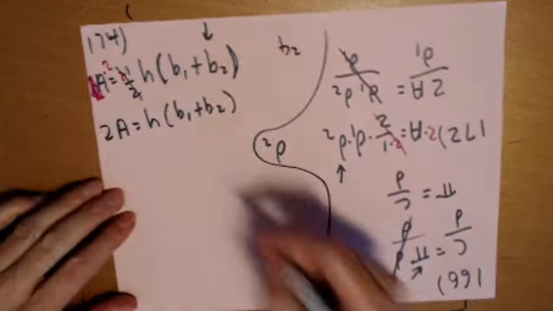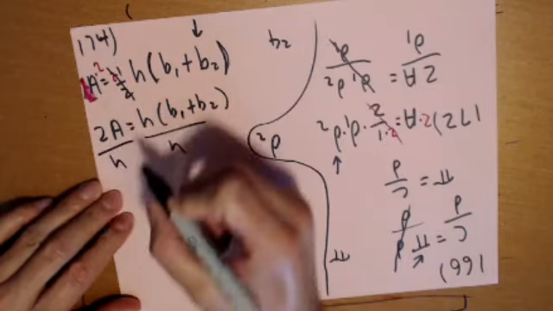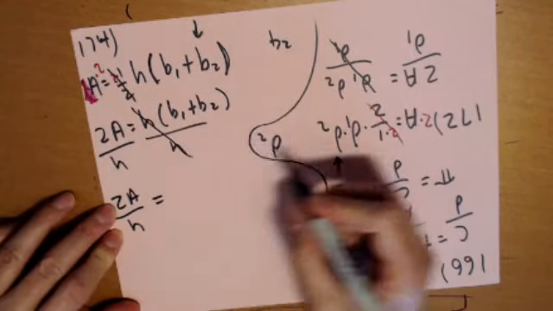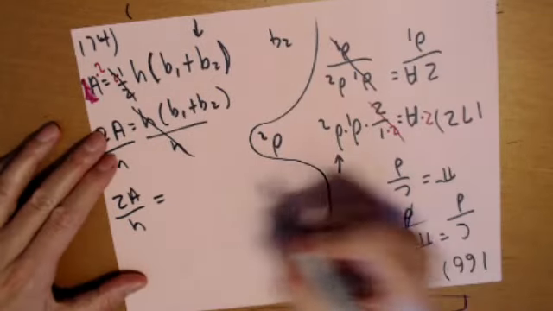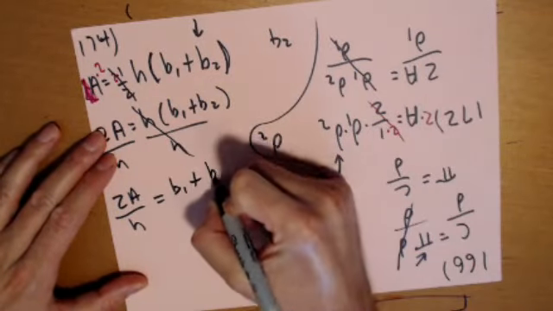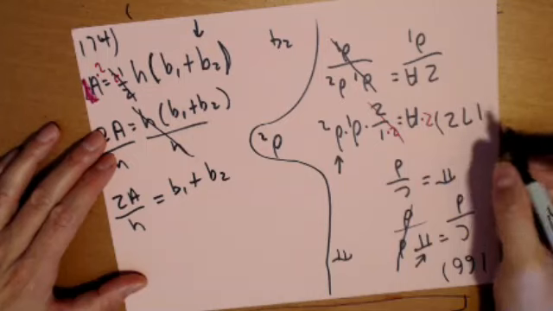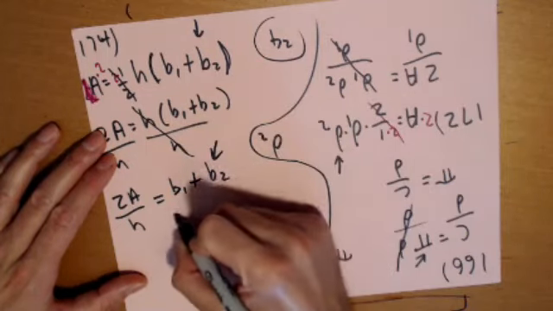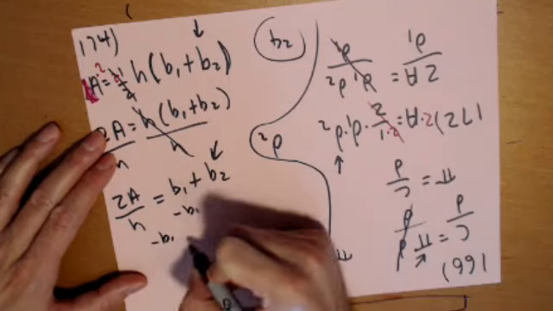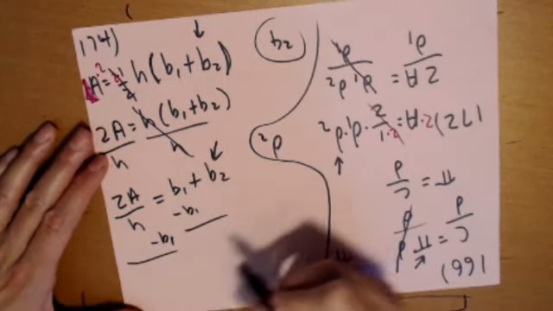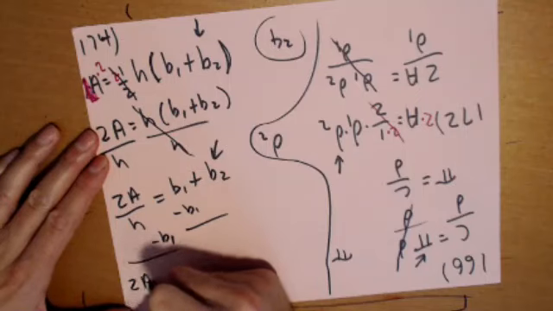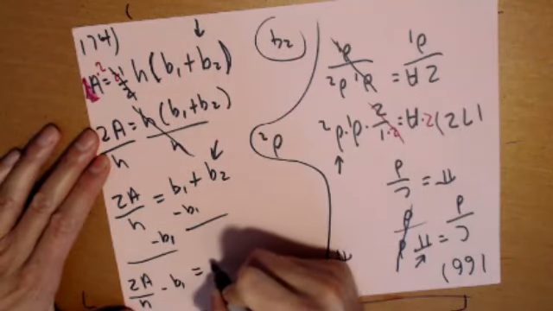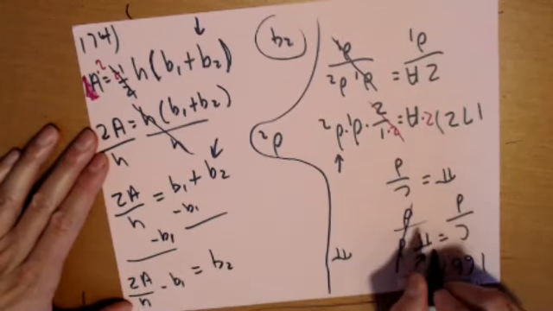Now let's get rid of that h. So we have 2a over h is equal to... And then since the b1 plus b2 in parentheses is alone, I guess I don't really need to write the parentheses. Remember, we're trying to get b2 alone, so we just need to get rid of that b1. So subtract b1 from both sides. And just be careful, the left side is 2a over h minus b1 equal to b2.